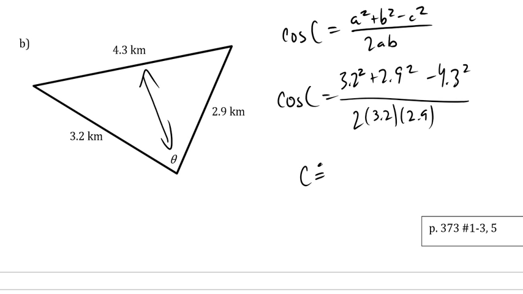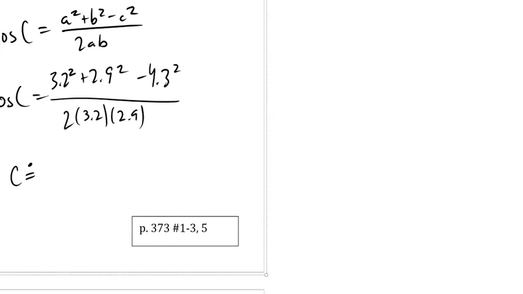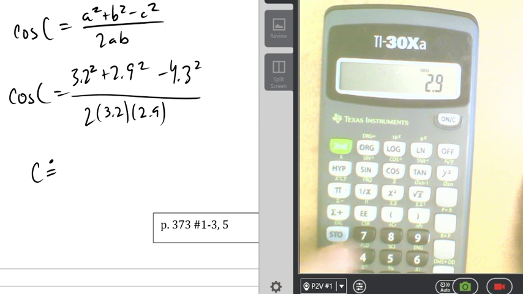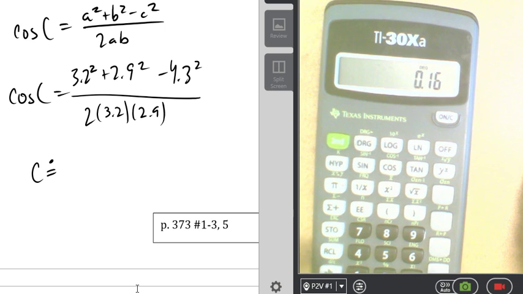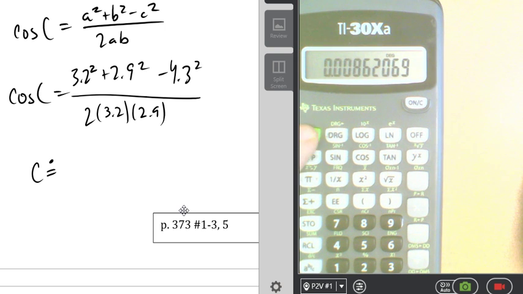Divided by? Nope. You've got to do divided by bracket. Divided by. Calculators are like that. 3.2 squared plus 2.9 squared minus 4.3 squared equals, divided by bracket. You get the little bracket symbol up there? You can't really see it. There's a little bracket symbol. 2 times 3.2 times 2.9 equals, second function cosine.